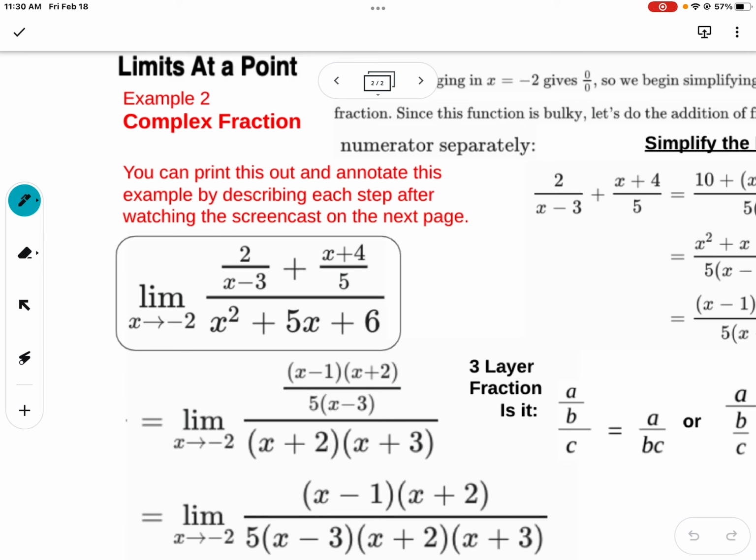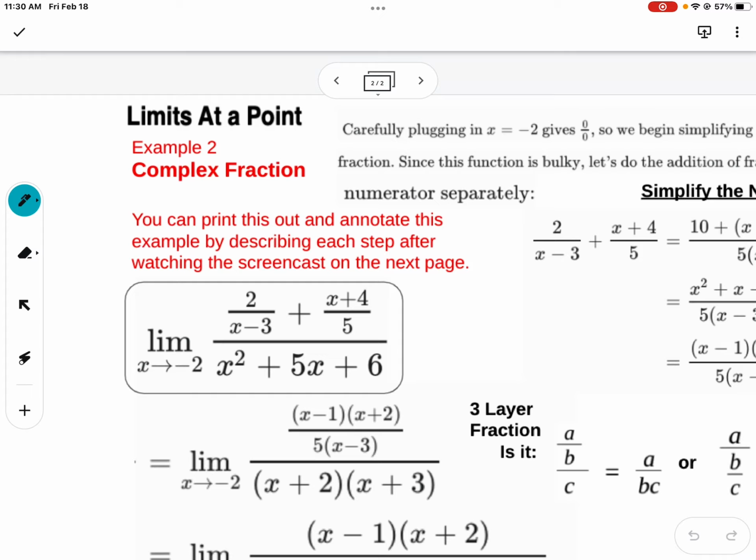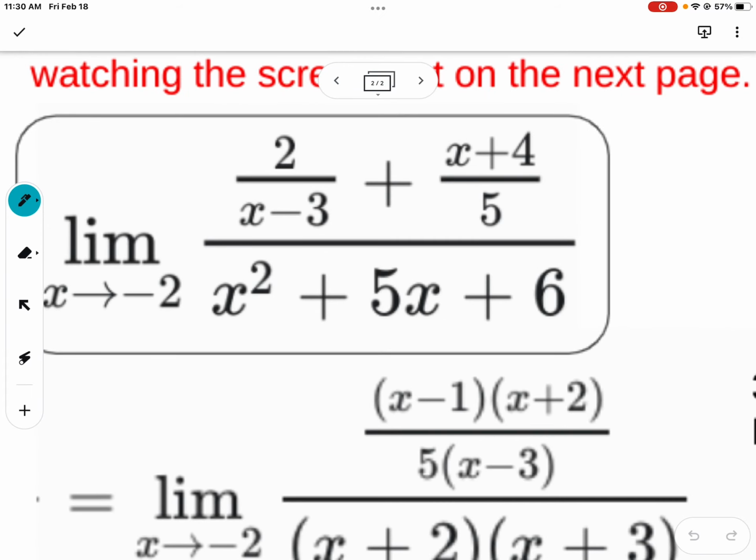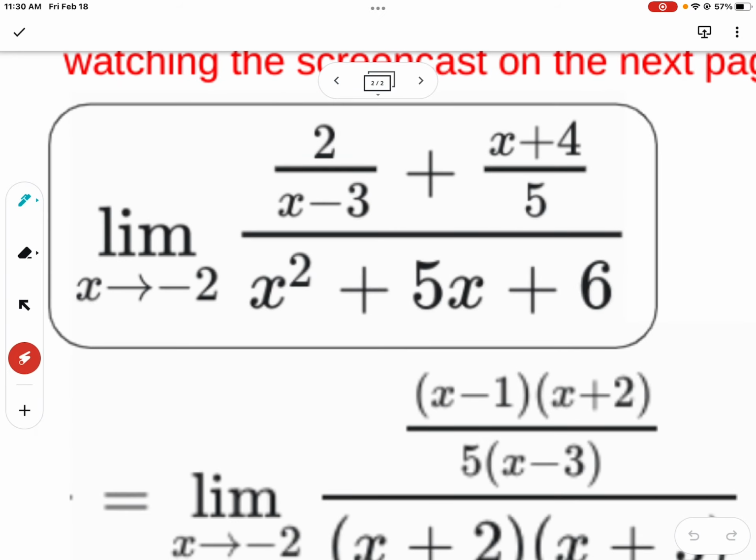Okay, folks, so again, we're doing limits, so I want to find out what happens to this crazy function when I get really close to -2. Now, one of the things I'm going to need to do here is substitute in -2, right? I'm going to have to substitute in -2.